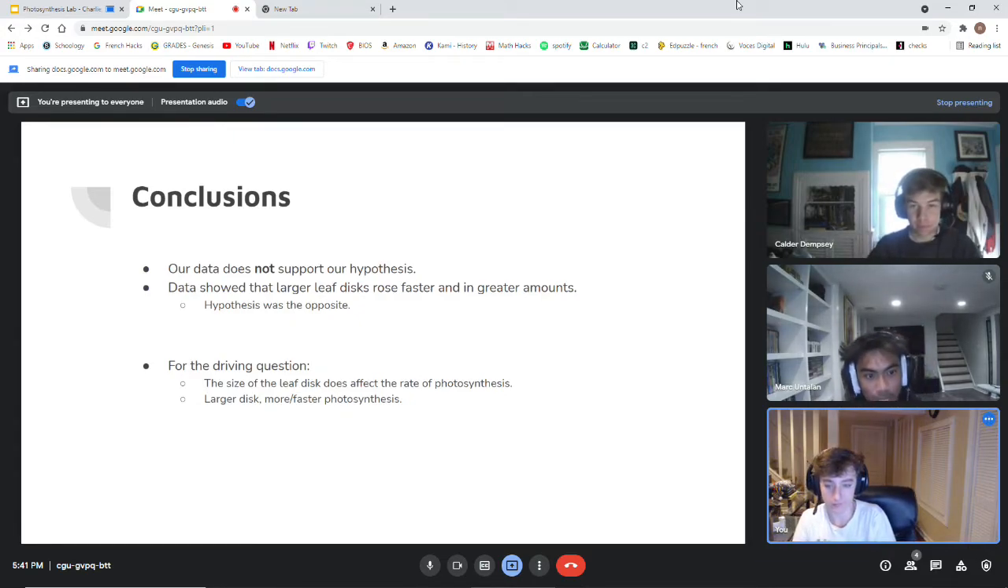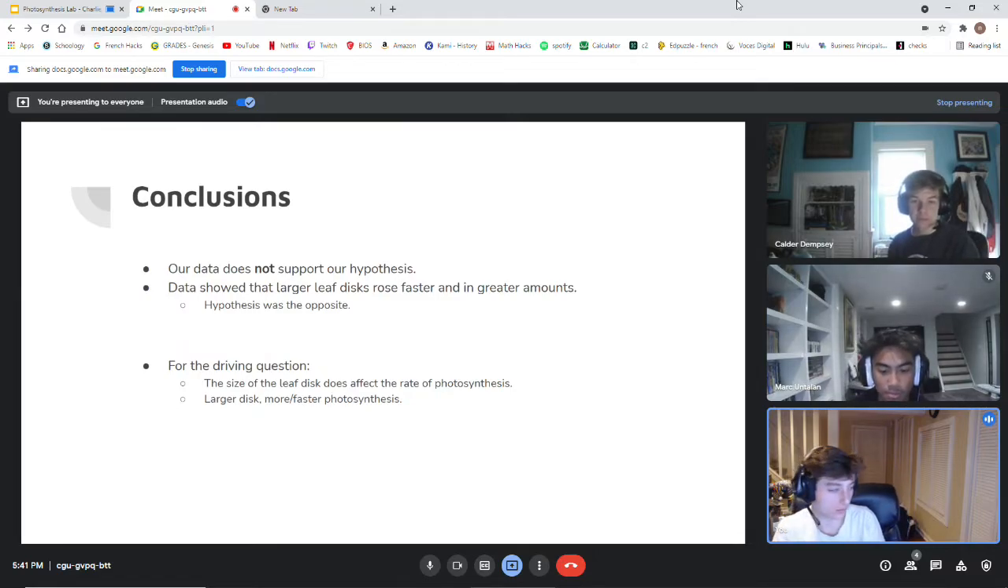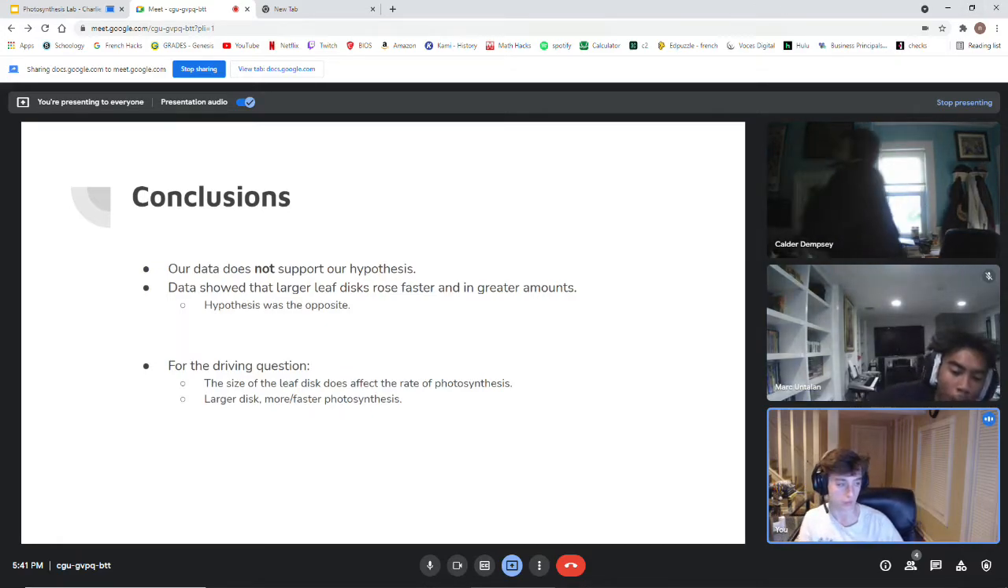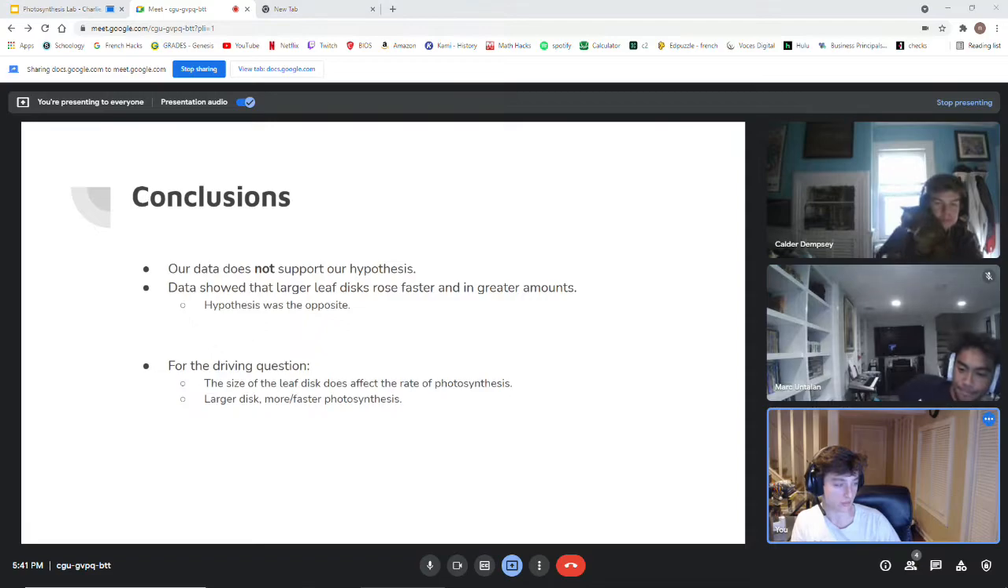For the driving question of does the size of the leaf disc affect the rate of photosynthesis, the answer is yes. This is shown because, like I just said, the largest leaf disc had the most risen, the fastest time to rise, and that's probably because of the more surface area and the more ability to perform photosynthesis effectively.